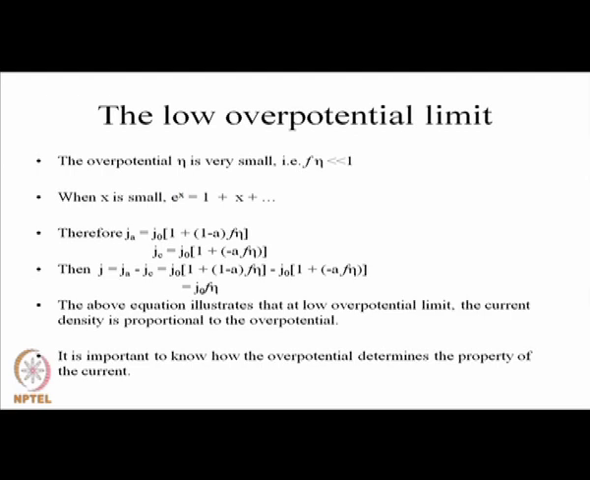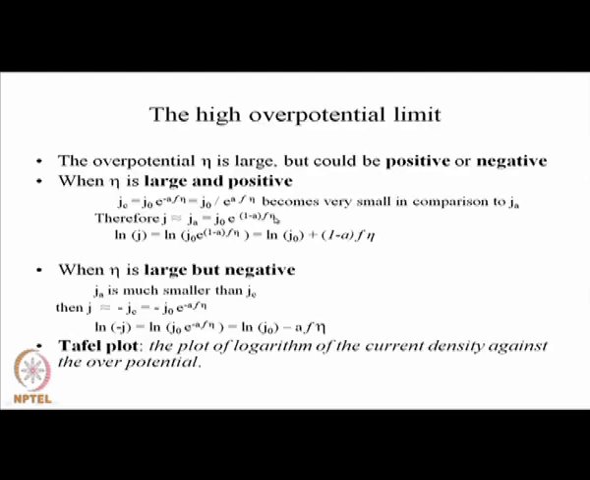Next, what is going to happen when we are in the high overpotential limit, that is, eta is large, greater than or equal to 0.12? Overpotential large means it could be large in the positive sense or large in the negative sense also. So when it is large positive, what is going to happen? The cathodic current density Jc is equal to J0 into exponential minus A f eta, and this becomes very small in comparison to Ja.